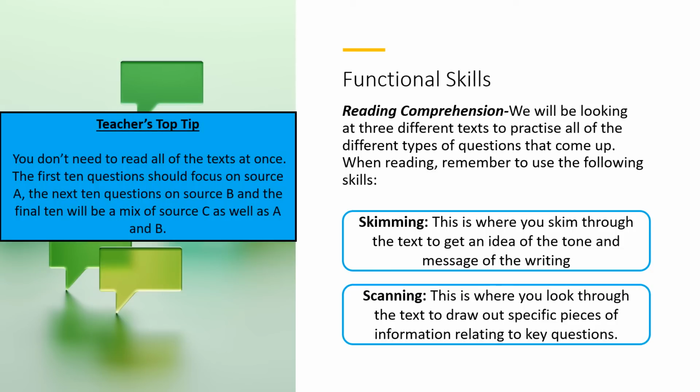So a teacher's top tip, when you do get your reading assessment, you don't need to feel like you have to read all of the texts in one go. The first 10 questions are going to be on source A, then the next one should be on source B, and they're going to follow on and on like that. And the final questions should be a mixture of comparisons between all of the texts that you would have read.